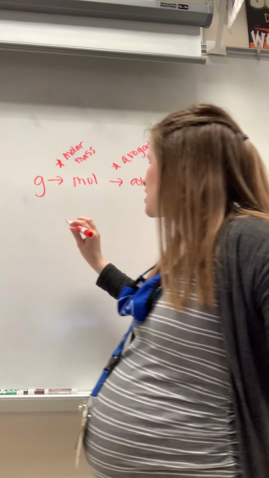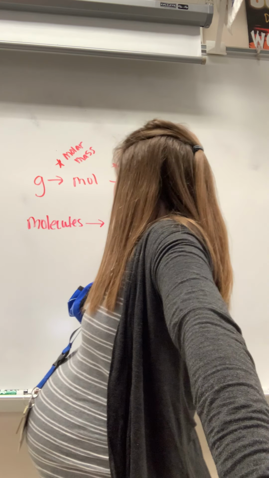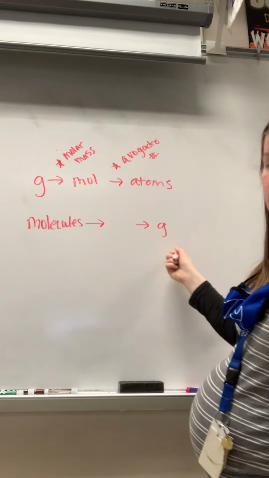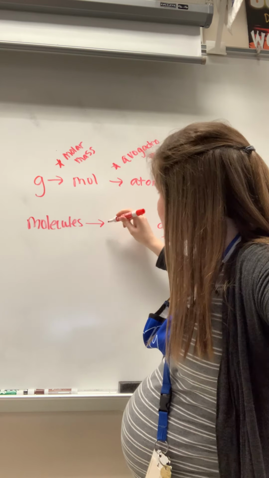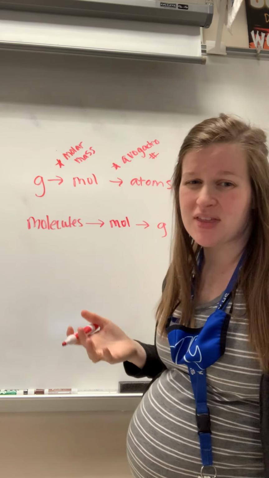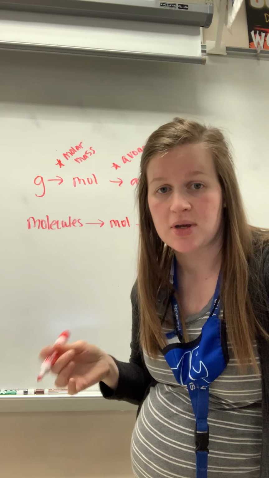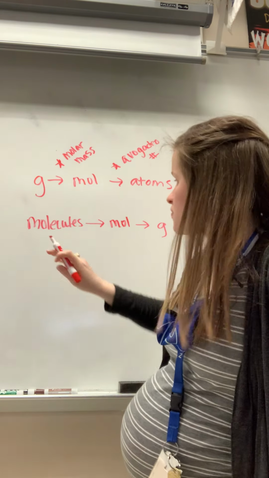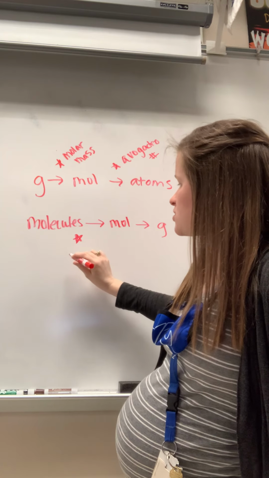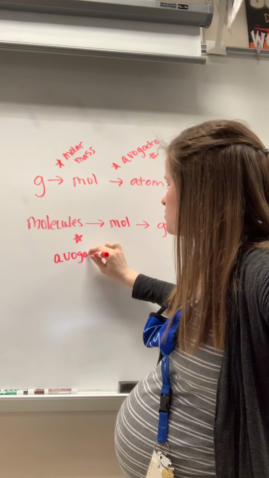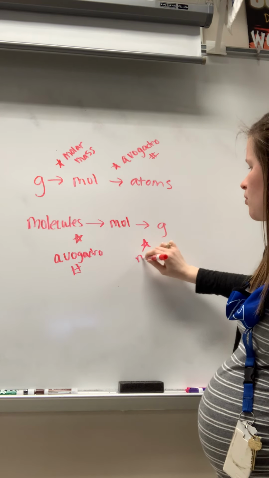The same is true if they flip it on us. If we have, for instance, instead of atoms, molecules, again that still means Avogadro's number, and they want grams. I can't go straight there. I will never be able to go straight there. If I have molecules, the only thing I can do is go to moles. In fact, in chemistry, pretty much everything, you have to go to moles first, and then from moles you can go somewhere else. So moles is always where you want to get to because moles connects everything. So we always try to go to moles first. Molecules tells me that to get from molecules to moles, I need Avogadro's number. And then to get from moles to grams, I need molar mass.